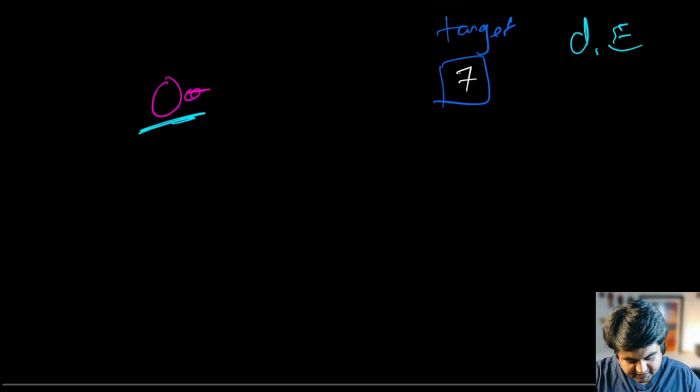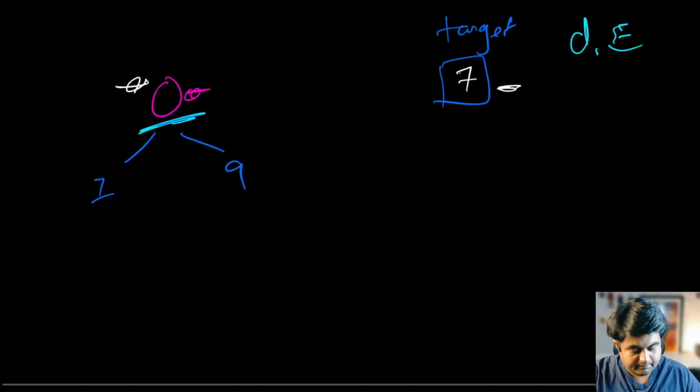So let's try to understand how we can reach from this 0 to this 7. Well, first of all, from this 0 we have two options. We can either go from 0 to 1 or we can go from 0 to 9. Now once again from this 1 we have two options. From 1 we can go to 2 or we can go back to 0.